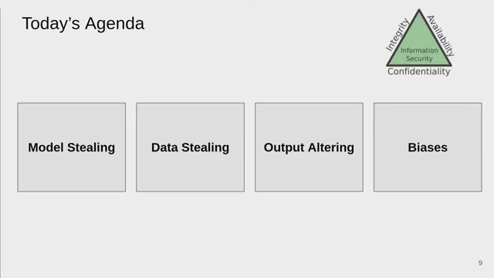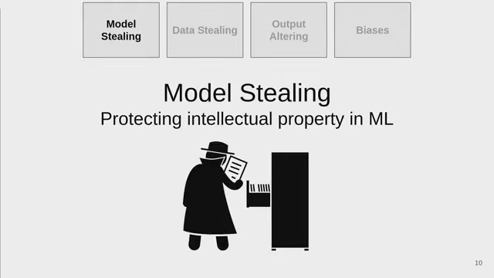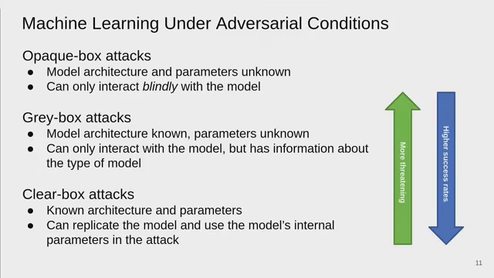So let's dive in, and let's start with model stealing, protecting intellectual property in machine learning. Here the idea is that the adversary wants to recover some of the model to replicate certain aspects. Now, there are different kinds of attacks depending on how much the attacker knows about the underlying system.